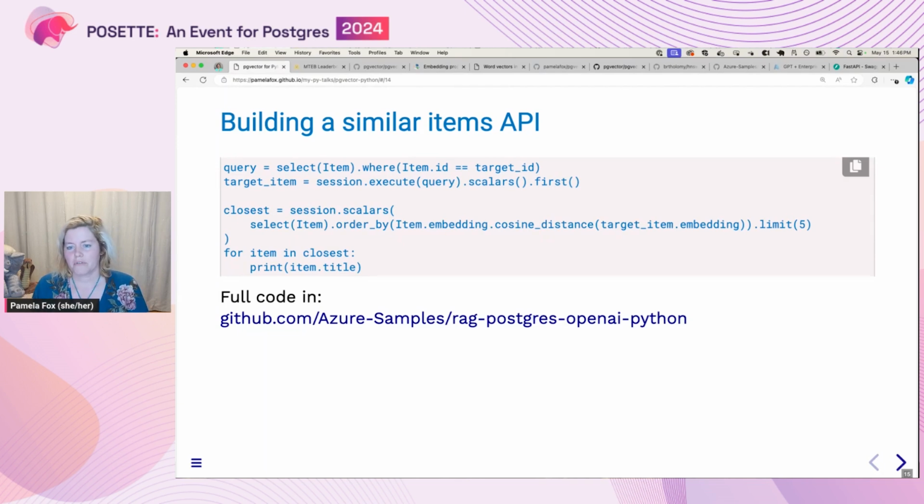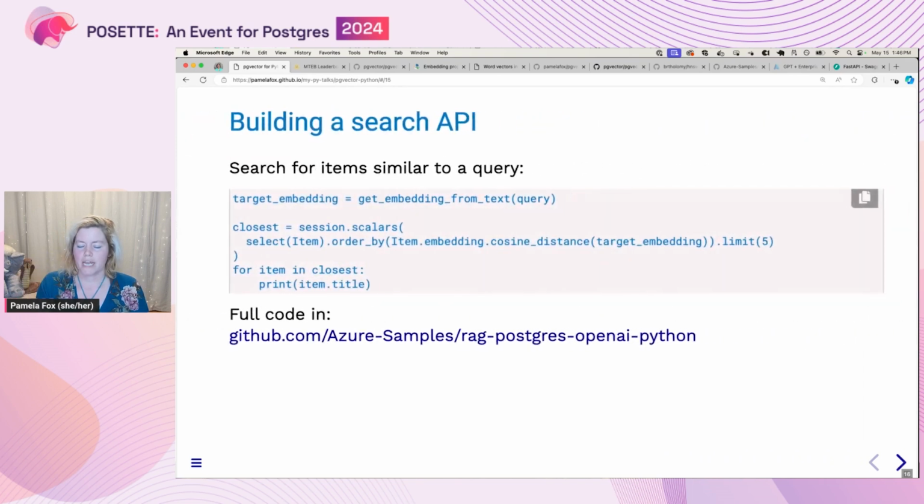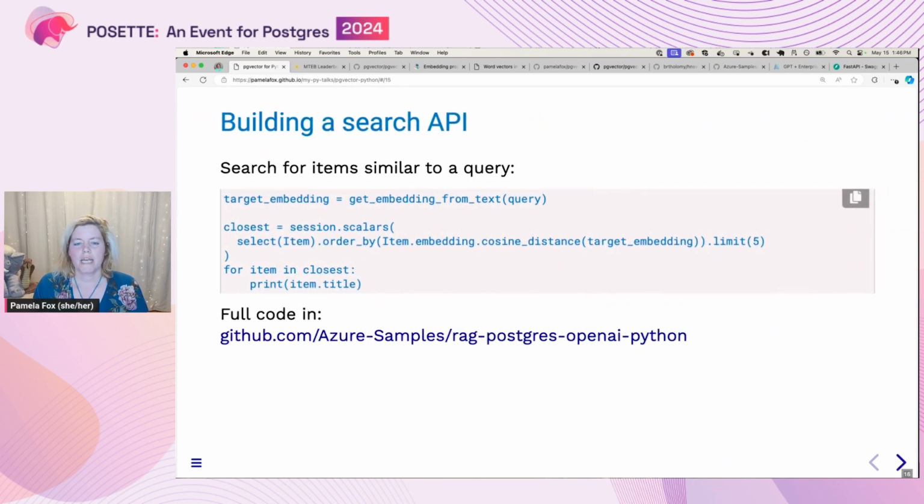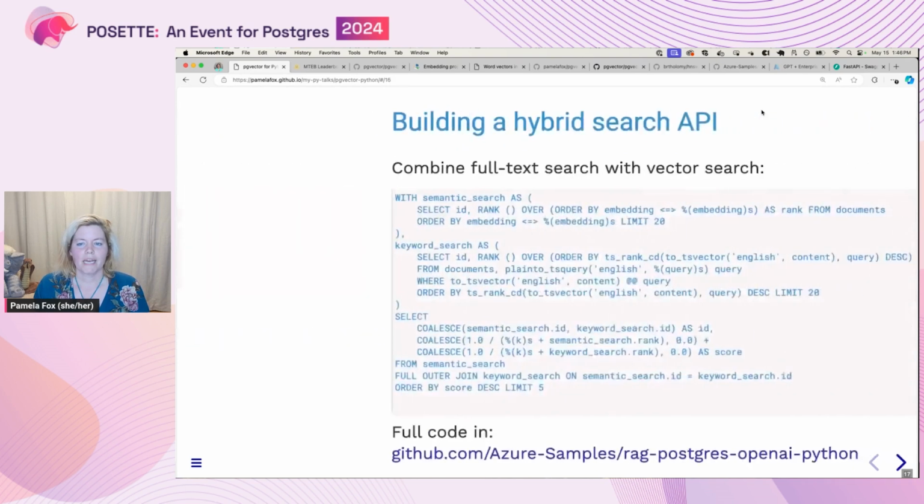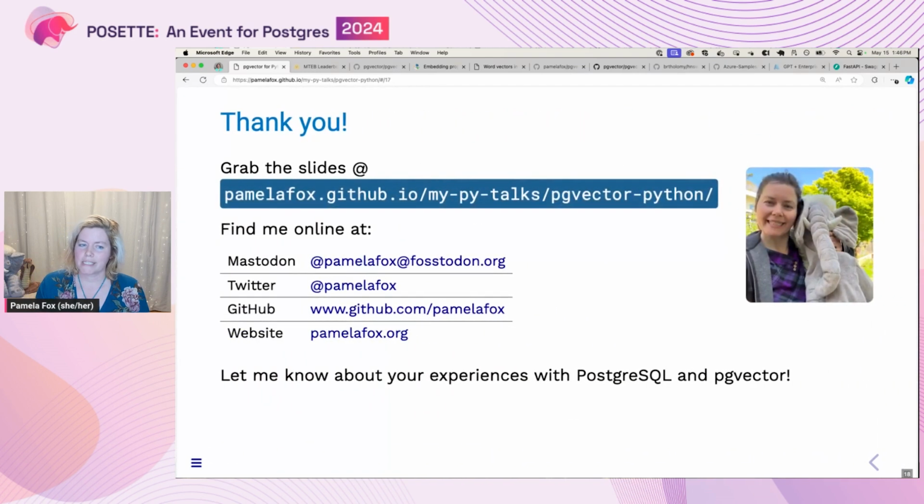All of the code that I've showed you is open source, and you can go and check it out. And you can find even more examples in the pgvector Python repo. So I definitely recommend checking that one out as well.